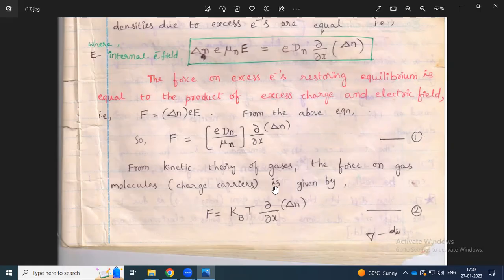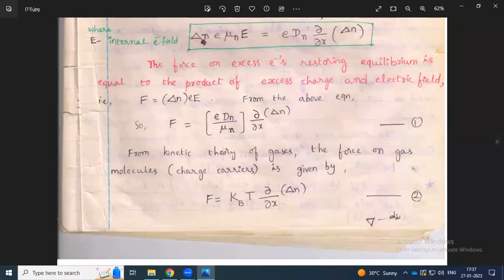From kinetic theory of gases, the force on gas molecules is given by F is equal to kBT dou by dou x of delta n. Here, these charge carriers act like gas molecules. kB is Boltzmann constant, T is temperature.